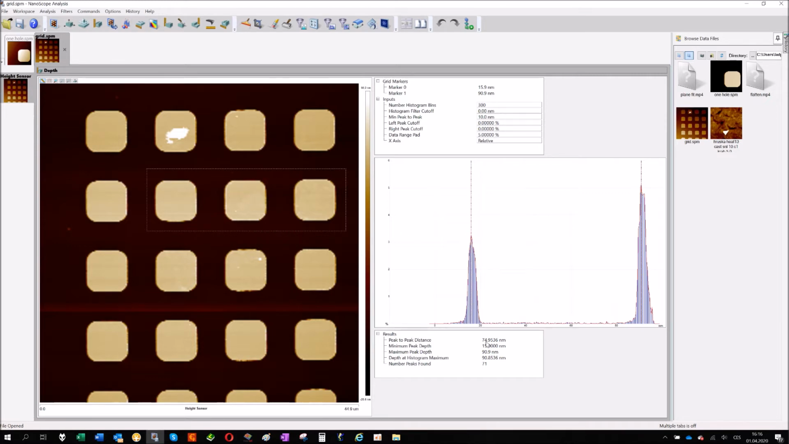And in our case it's almost 75 nanometers. That's correct, it should be something like that. Normally this would be your result, but you can play a little bit with the parameters. What kind of parameters do you have here?